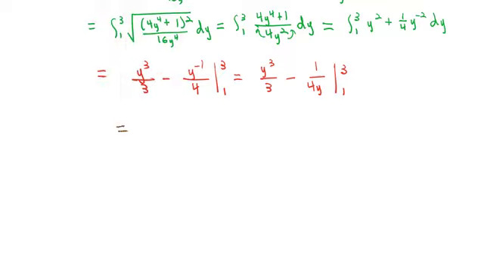Plug in the limits of integration. 3 cubed is 27, divided by 3 is 9, minus 1 over 4 times 3 is 12, minus, plugging the 1 in gives us 1/3, plus, plugging the 1 in gives us 1/4. And this simply plugs into our calculator. 9 minus 1/12 minus 1/3 plus 1/4 gives us a total length of 53/6.